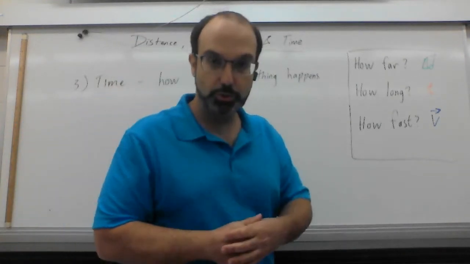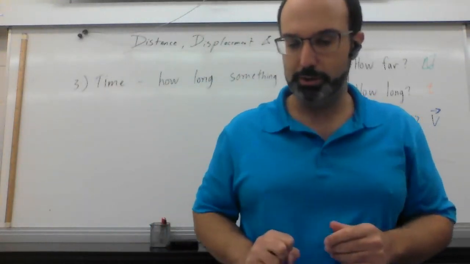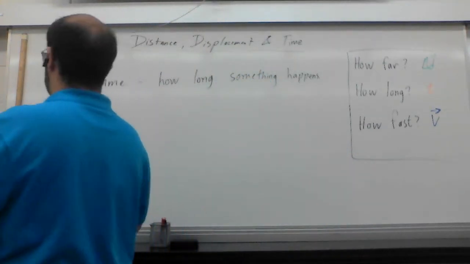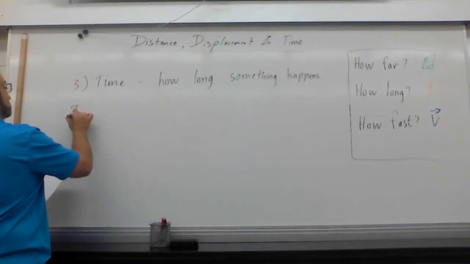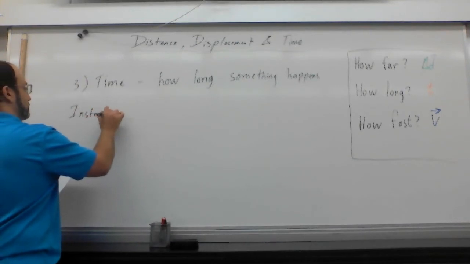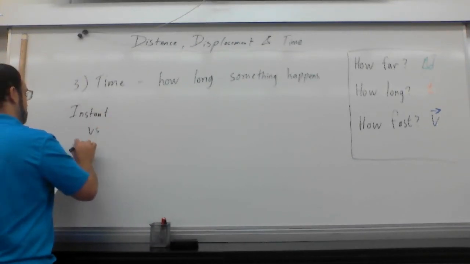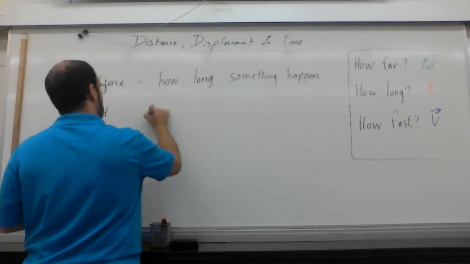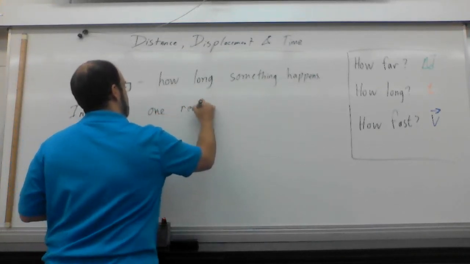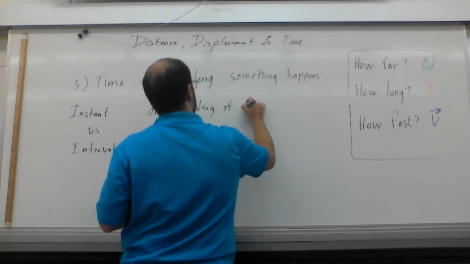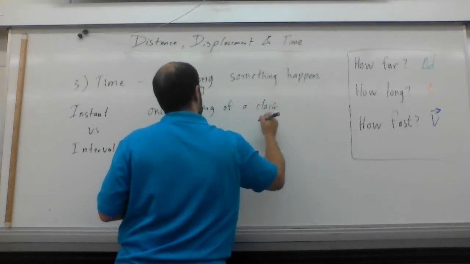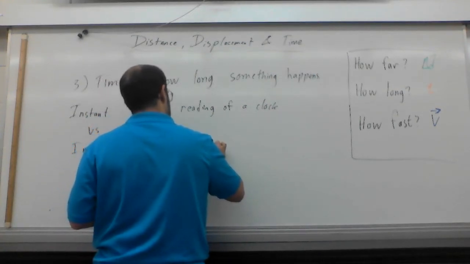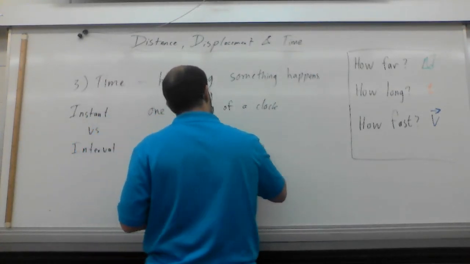So when it comes to time, there are two different types of time that you guys are used to dealing with. Instant and interval. Instant is one reading of a clock. Interval is 2 readings compared.